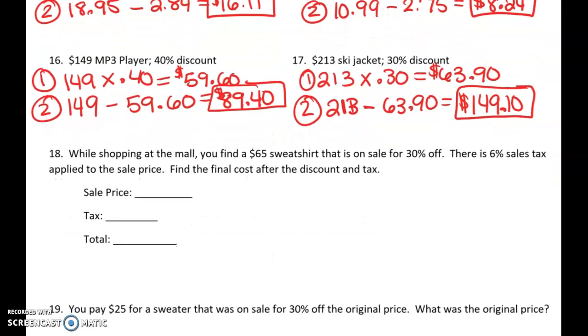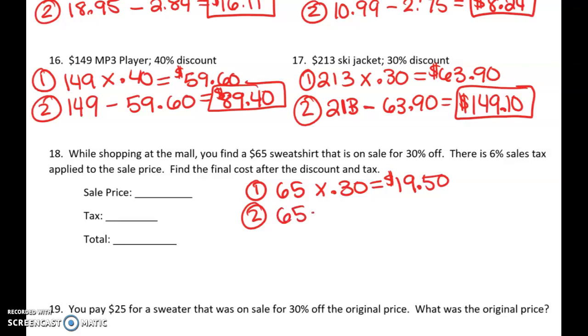So this one, there's a sales price, a tax, and a total. So this one says you find a $65 sweatshirt on sale for 30% off. So first step is I'm going to figure out what is 30% of 65. Okay, which gives me $19.50. And then I want to figure out the sales price. So it was $65, but I'm getting $19.50 taken off. So now the sales price is $45.50. Okay, so $45.50.